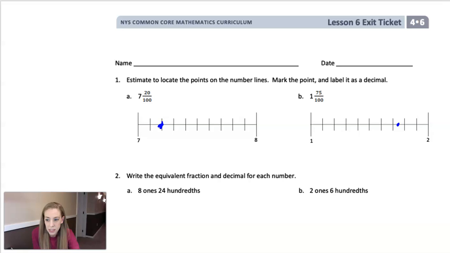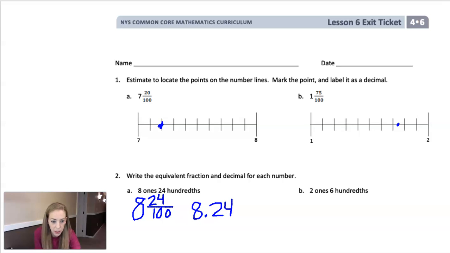All right, then this says write the equivalent fraction and decimal for each number. So you just write the whole number, and for a fraction, just be 24, and if you just read the word, it tells you how to write it. 8 ones, 24 hundredths. And then the decimal from there is the same. 8 ones and 24 hundredths. $8.24 if you want to think about it that way. It's good to think about it that way with this one especially.